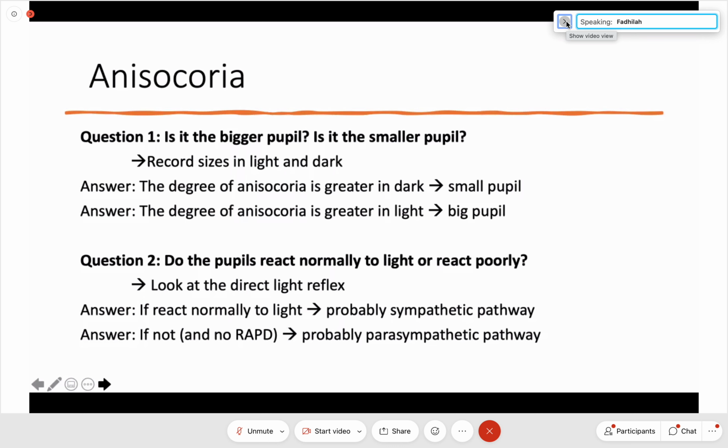Question number two that you have to ask or perform is to see whether the pupils react normally to light or react poorly. So you look at the pupil during the direct light reflex. If they react normally to light, meaning they can contract normally, the parasympathetic pathway is intact, so the problem could be in the sympathetic pathway. If they don't, provided there is no RAPD, right? Because RAPD is the afferent pathway. We are talking about the efferent pathway. If they don't, then the problem probably is in the parasympathetic pathway.